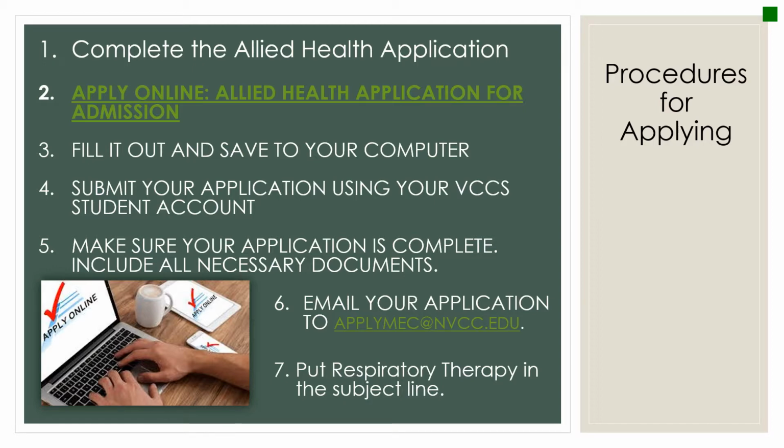Procedures for applying. To apply to the program, you will need to complete the Allied Health application form. This can be found by clicking on this link or on How to Apply under Documents on the right sidebar of the Information Session web page. This will take you to the Allied Health Division website where you can download the application to your desktop. Read the directions carefully. The application is a fillable PDF, so everything can be done on the computer.